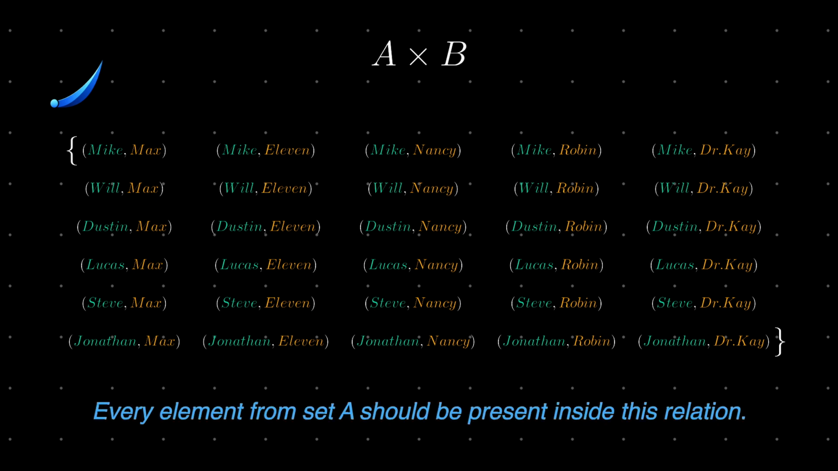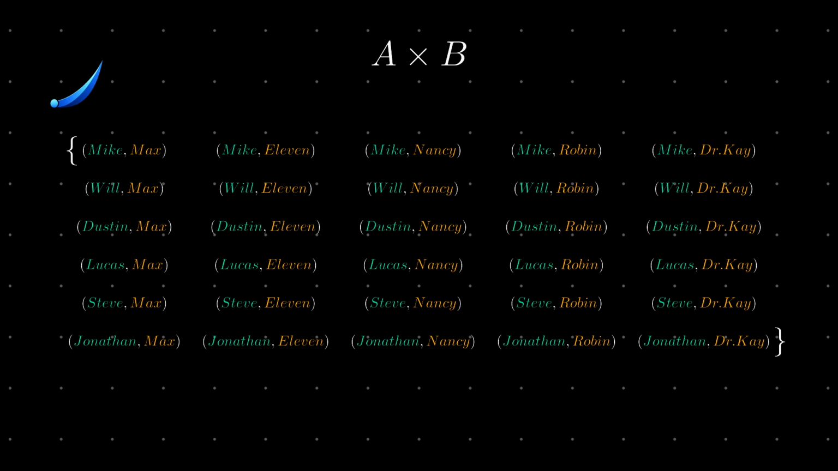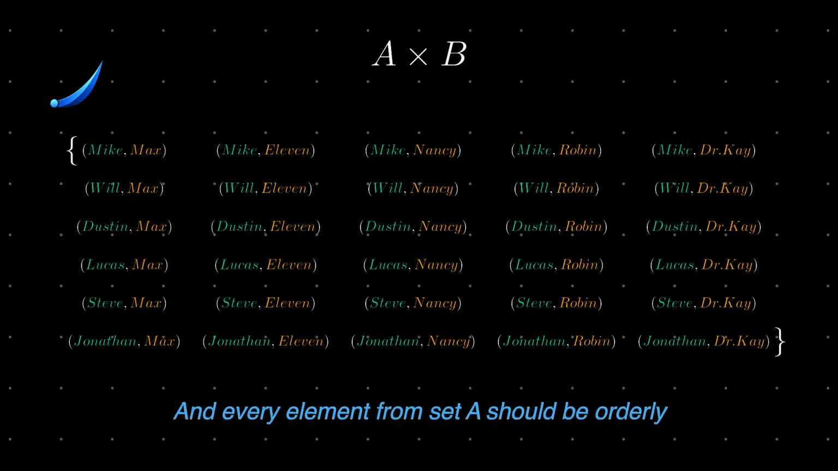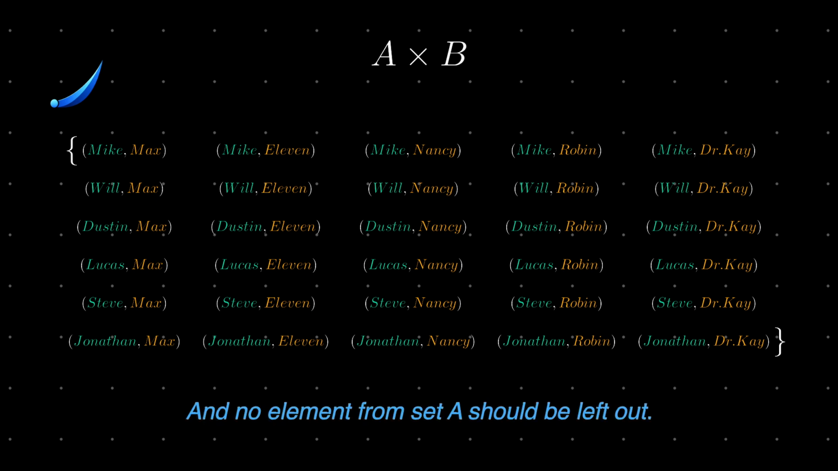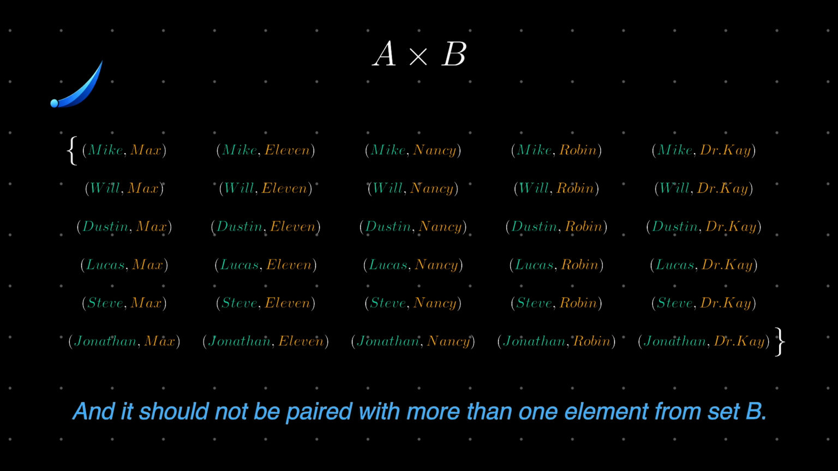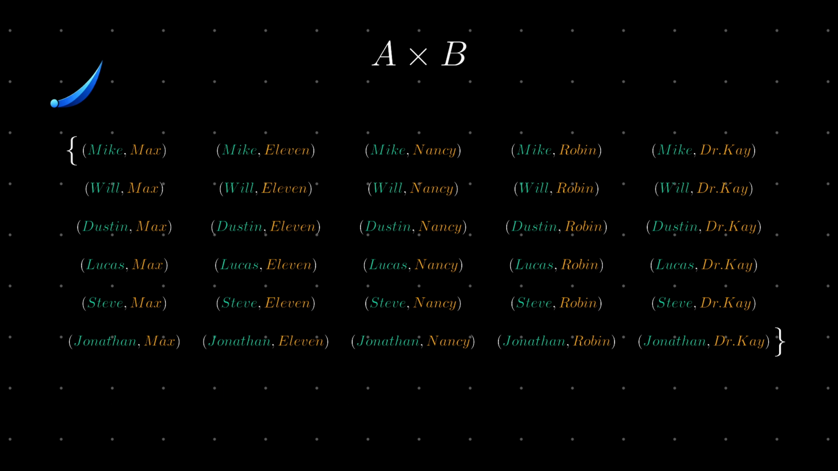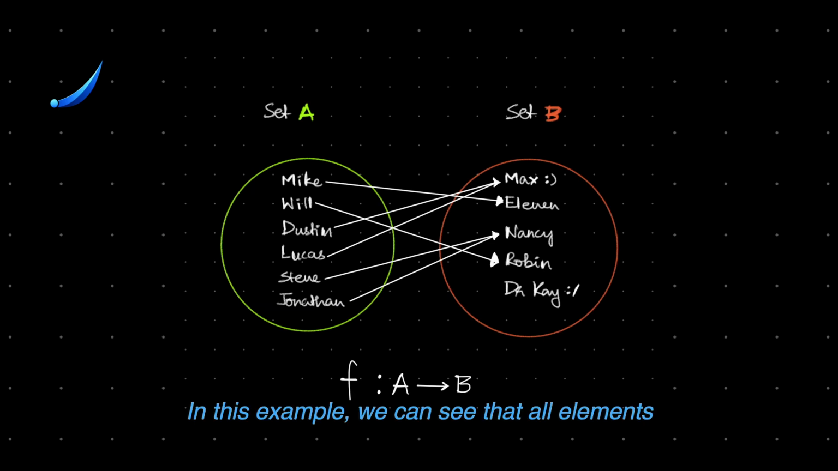Every element from set A should be present inside this relation, and every element from set A should be orderly paired with exactly one element from set B. I mean, order is very much crucial here. And no element from set A should be left out, and it should not be paired with more than one element from set B.